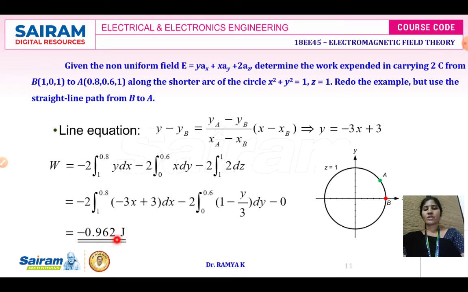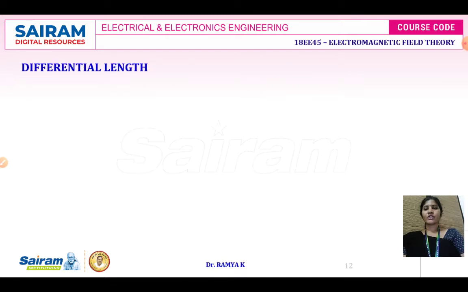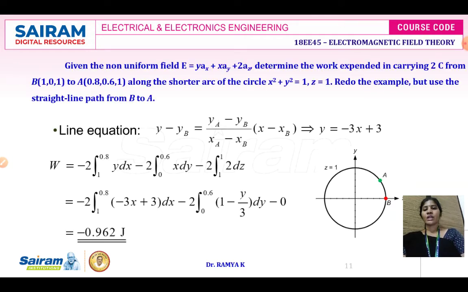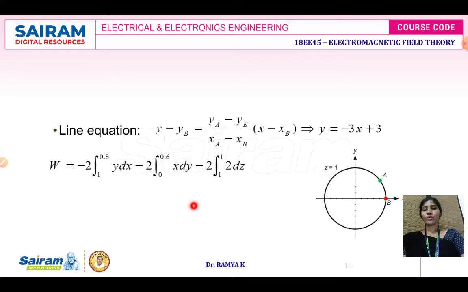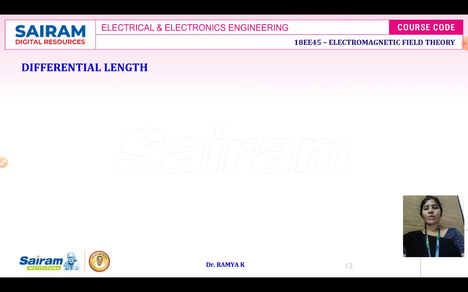Whether W is greater than 0 or W is less than 0 matters: whether the energy is expended, or the charge absorbs or delivers energy. In this problem, the values dx, dy, dz that we used have been solved in the Cartesian coordinate system. But all problems will not be available in the Cartesian coordinate system.